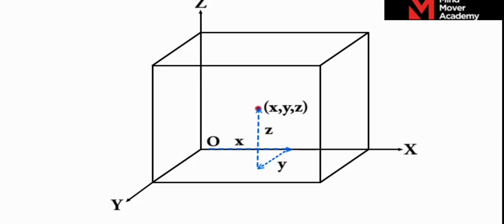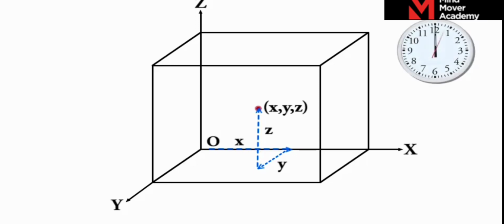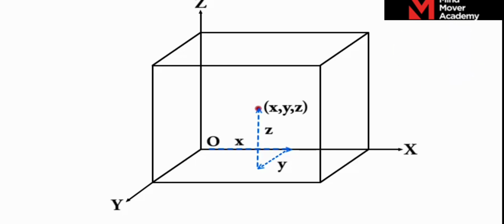To measure time, we position a clock in this system. This coordinate system, along with a clock, constitutes a frame of reference. If one or more coordinates of an object change with time, we say that the object is in motion.